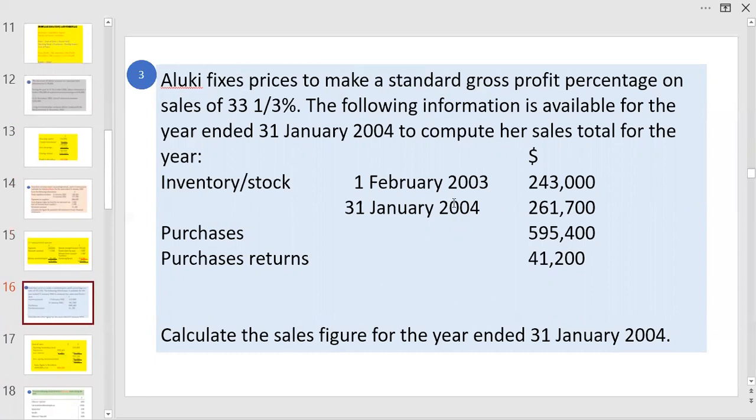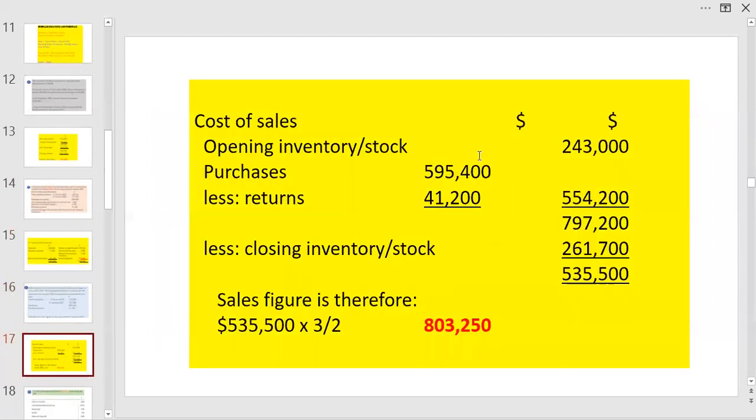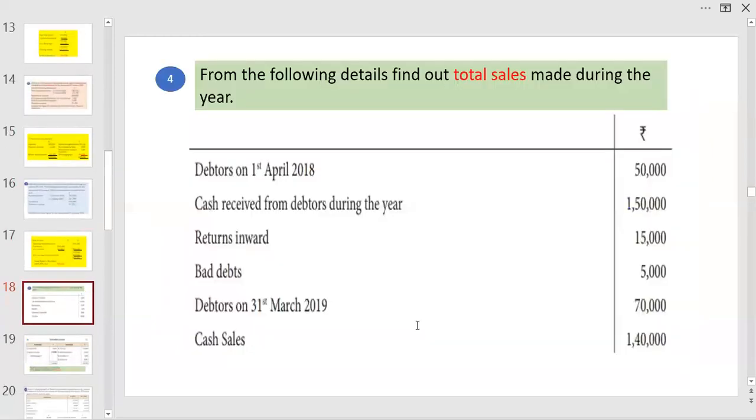The third illustration: information needed for cost of sales is given, but no sales are given, but a formula is given. Opening inventory plus net purchases minus closing stock will give the cost of sales. As per the formula, 33 and 1/3% is made as a profit on sales. Therefore, the sales figure is 803,250.